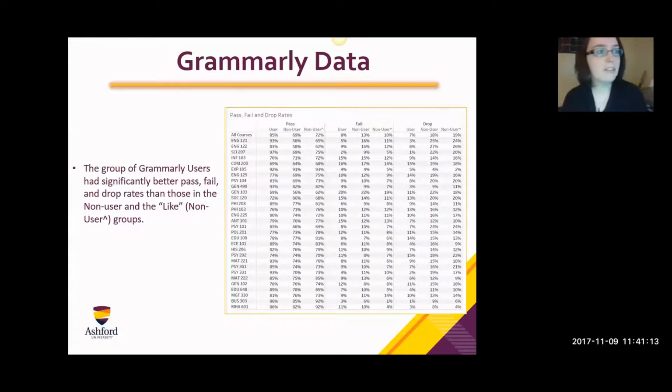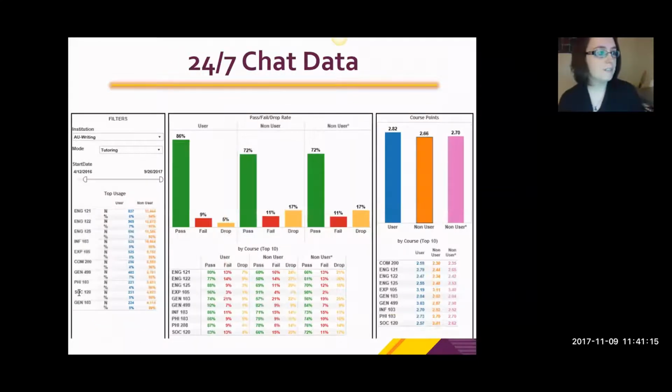We're going to look first at the 24/7 chat data. So we see lots of colors on here. So again, you see those 3 different groups that we just mentioned.